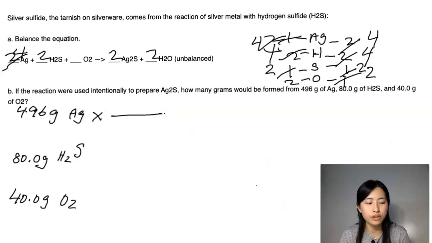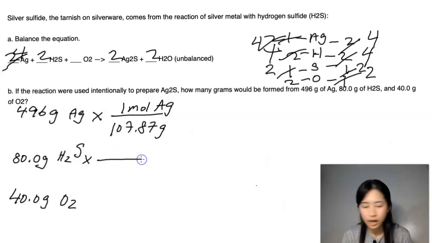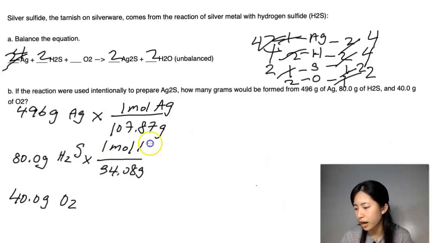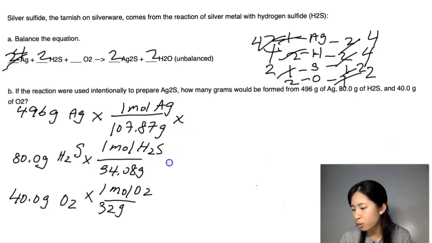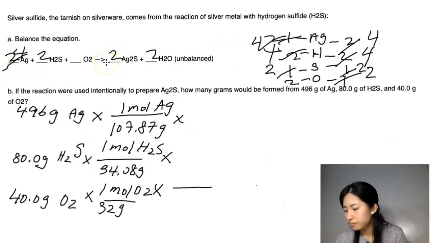The molar mass of silver is 107.87 grams, and that's 1 mole of silver. For hydrogen sulfide, we have 34.08 grams, that's 1 mole of hydrogen sulfide. And for oxygen, that's 32 grams per 1 mole of oxygen. So now everything is in moles, therefore we can go ahead and use stoichiometry based on our chemical equation from part A.